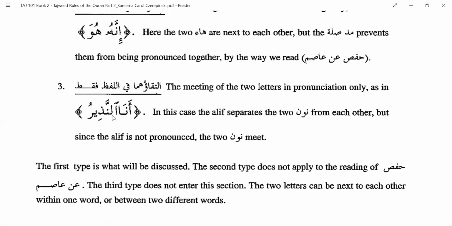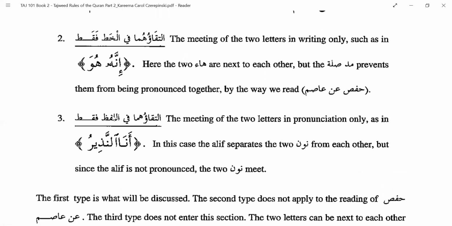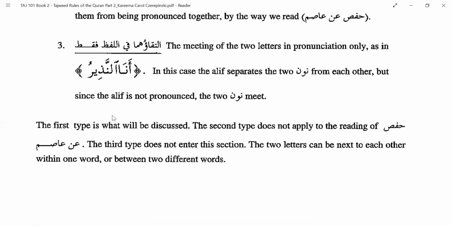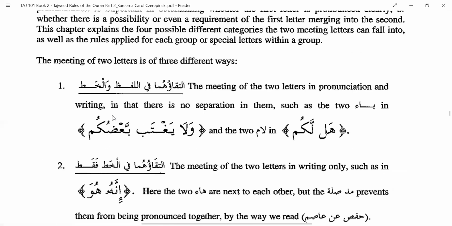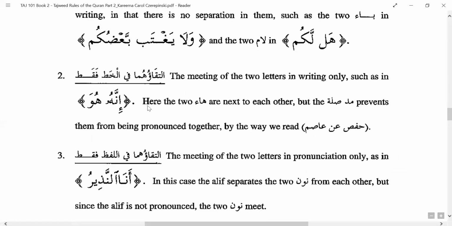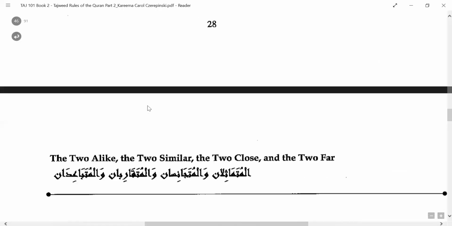So what we will be discussing here is the first type. The second does not apply to Hafs and Asim. The third is not there in this section. So the two letters, when they are in one word or between two words, like this one, وَلَا يَغْتَبْ بَعْضُكُمْ, in pronunciation as well as in writing when they meet.